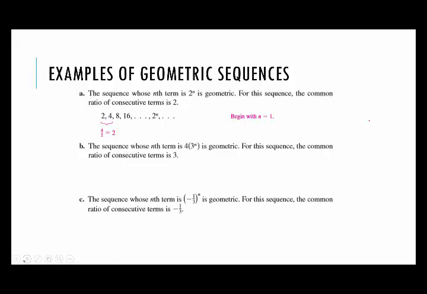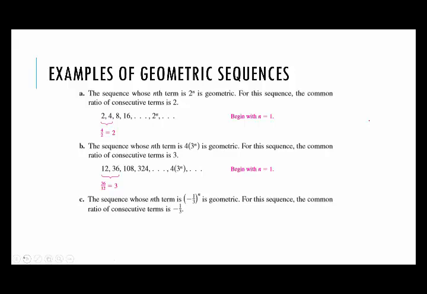The sequence whose nth term is 4 times 3^n, 3 to the nth power, is geometric. For this sequence, the common ratio of the consecutive terms is 3. So if I take 4 times 3 to the first power, I get 12. 4 times 3 to the second power, I get 36. The ratio of 36 to 12 is 3. The ratio of 108 to 36 is also 3. And so on and so forth. It just continues infinitely that you have this common ratio.